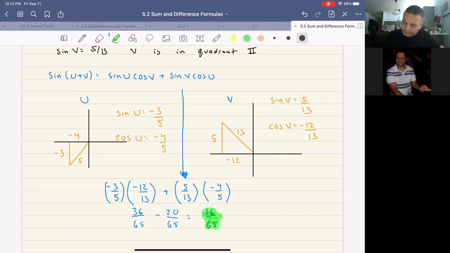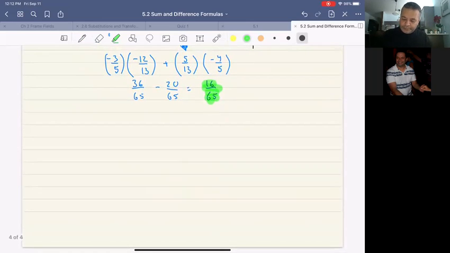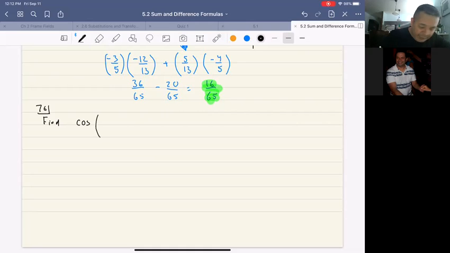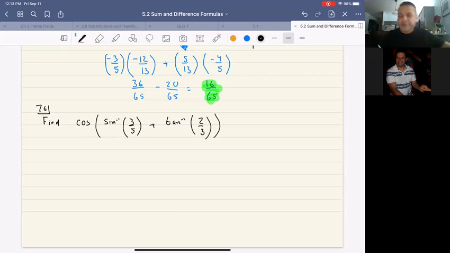Okay, not bad, huh? Let's try, I guess the last problem we'll go ahead and do. This is 76. Find the exact value of cosine of sine inverse of 3/5 plus tan inverse of 2/3. So this is actually very similar to this last problem.